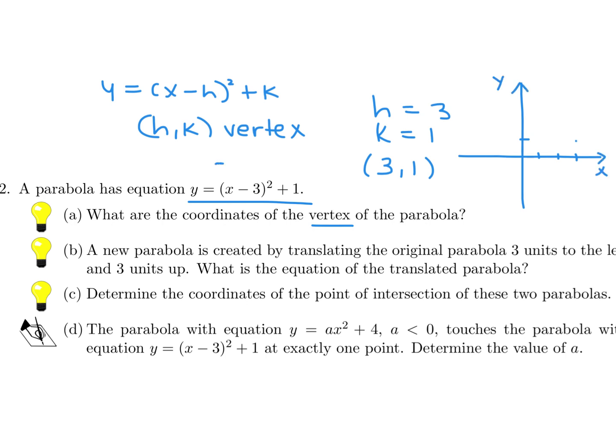And because this is a 1 and 1 is a positive number, it's going to point upwards. So it's going to look something like this. Well, that's not a very nice parabola, but you get the point. Something like that. It should be a little bit more symmetric, but that's okay.